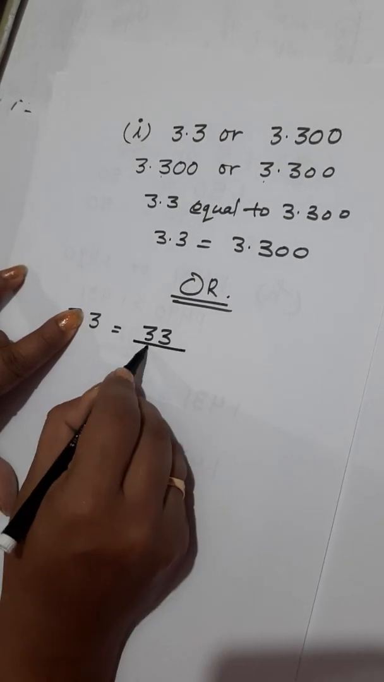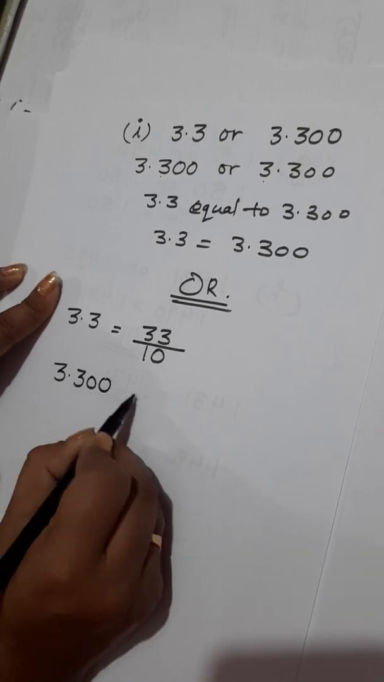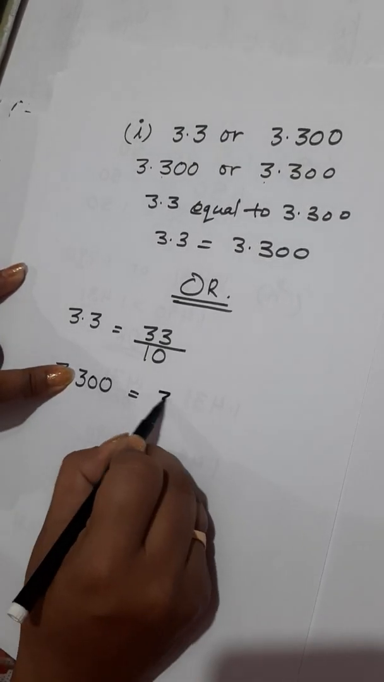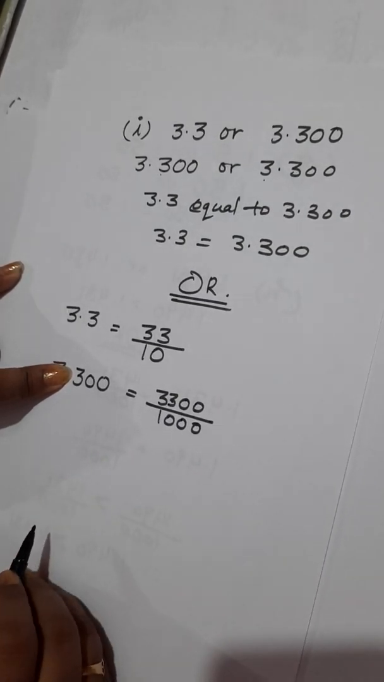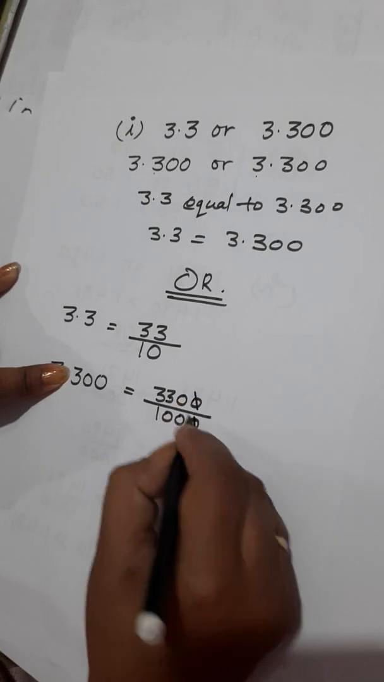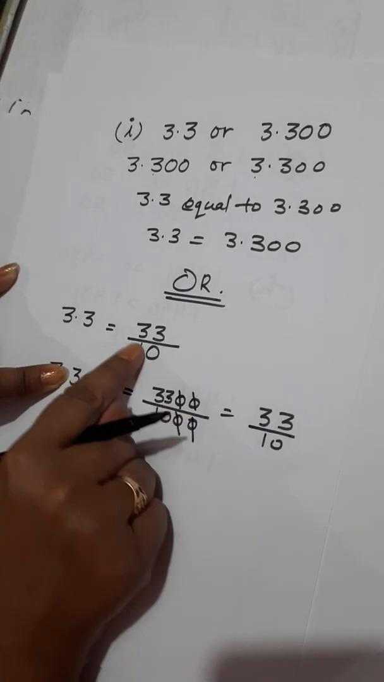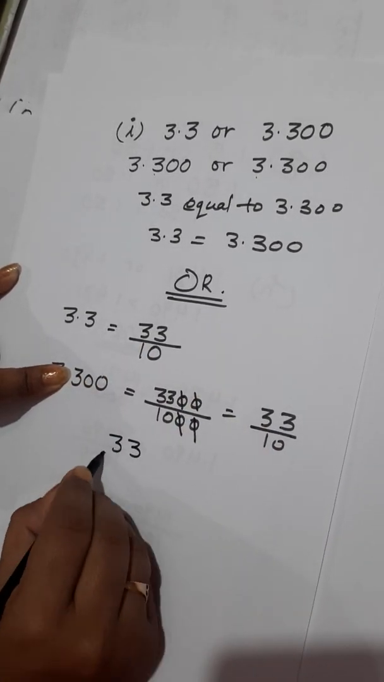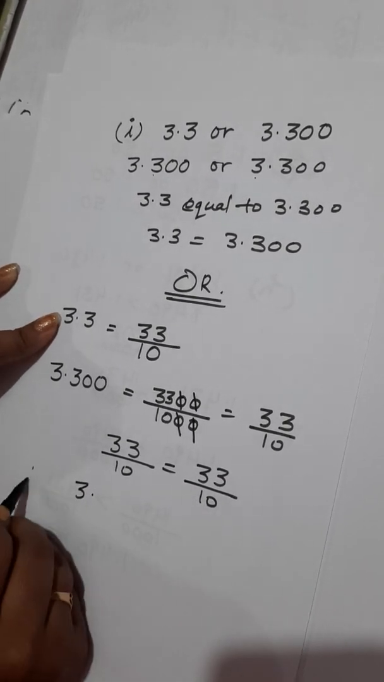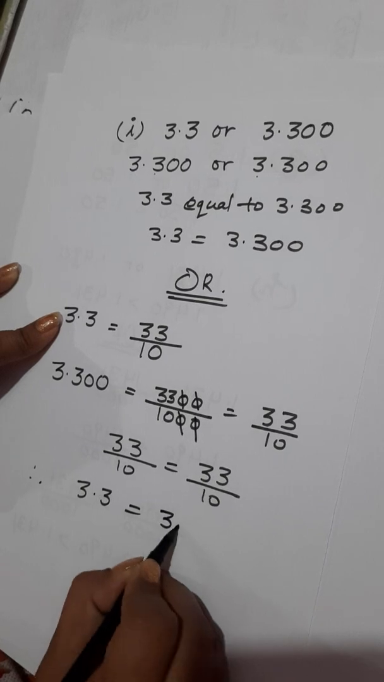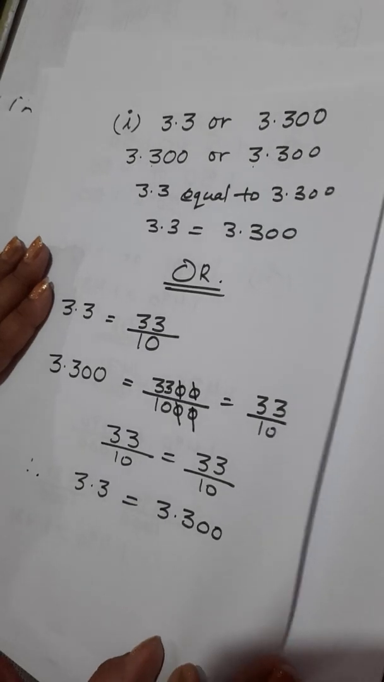Or if I have 3.3, if I remove the decimal, after decimal we have one digit, so I will write 33 upon 10. The next I have 3.300. After decimal we have three digits, so I will write 1000 in the denominator. I just cancel the zeros and I am left with 33 upon 10. Both are same. So 33 upon 10 is equal to 33 upon 10. Simply we can write therefore 3.3 is equal to 3.300. So this is our I part.